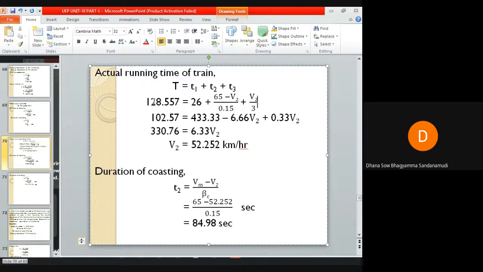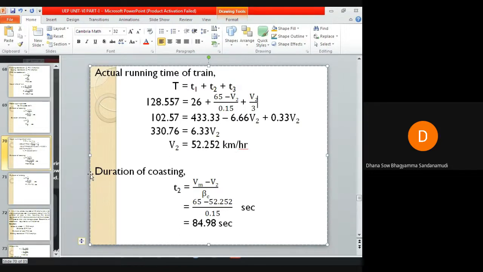Okay, so you just substitute and simplify this expression. If you simplify, you will get 102.57 equal to 433.33 minus 6.66 V2 minus 0.33 V2. Further simplification gives 330.76 equal to 6.33 V2, where V2 is equal to 52.252 kilometers per hour. That is my V2. Now I know V2, I can determine the T2 and T3 values, that is the time for coasting and the time for retardation.